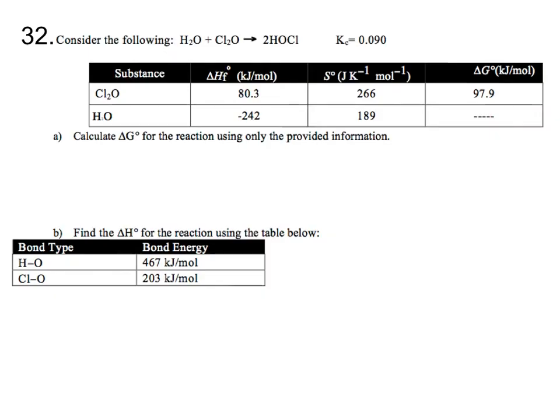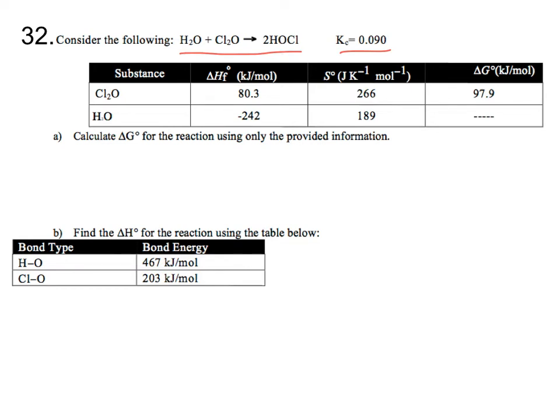Number 32 is another long, multi-part thermo problem that takes all your knowledge of thermo and puts it together. So we have a problem. If you look, they give us a reaction. You've got to see that they give us K there. That's important. Then they give us a data table with H and S and G. And then it says calculate delta G for the reaction using only the provided information.